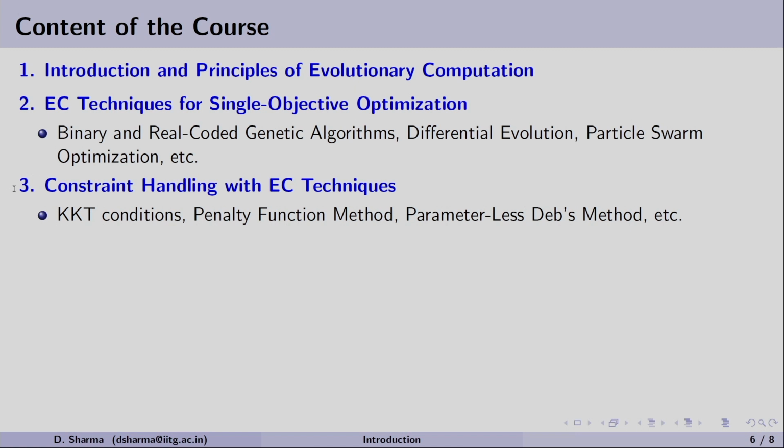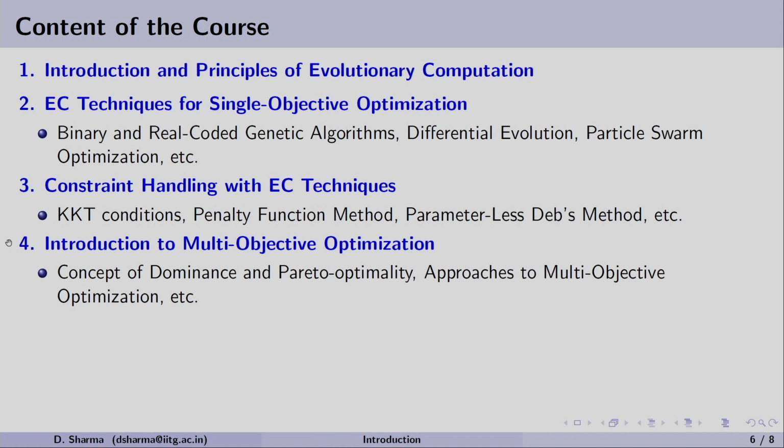As we know, most of the practical optimization problems always have constraints or some restrictions. In order to solve those problems, we will be discussing those constraint handling techniques with EC methods. In this particular section, we will be mainly focusing on KKT conditions, penalty function methods, and a few more methods.